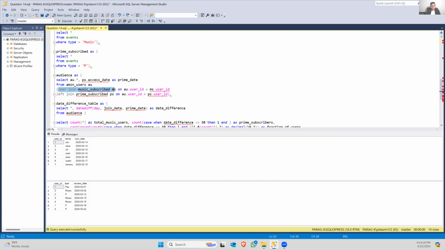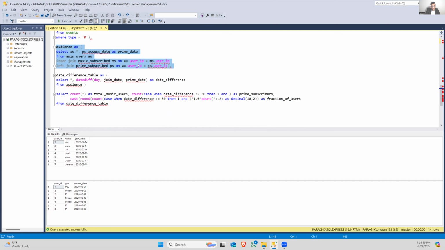So in the left join, you have to understand, I don't need all the elements from the Prime subscribe table, so I'm only selecting certain ones, but I need everything from the Amazon users, and that's the reason I'm joining it on this. I hope you understood this logic. If you do not, you can email me and I'll explain it to you.